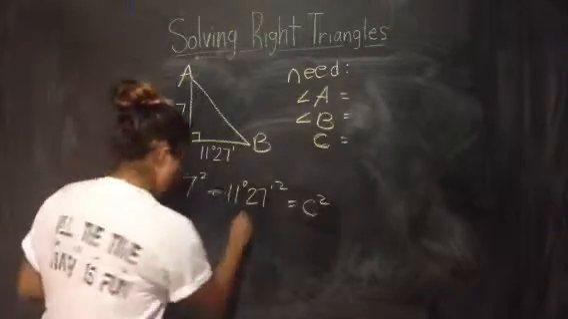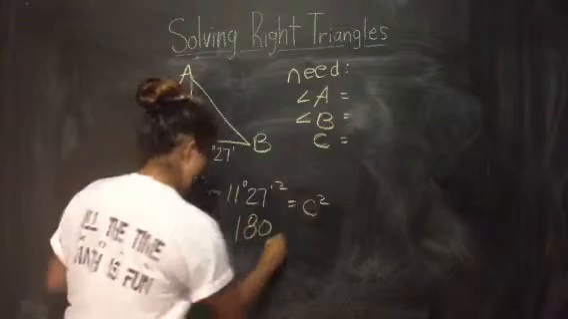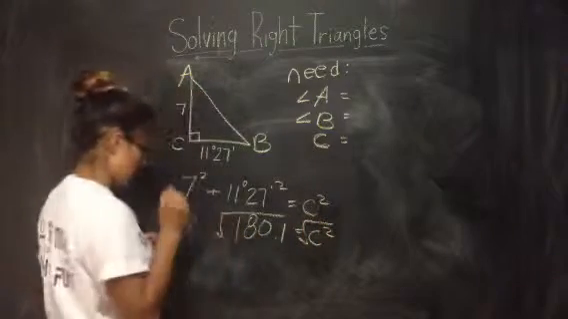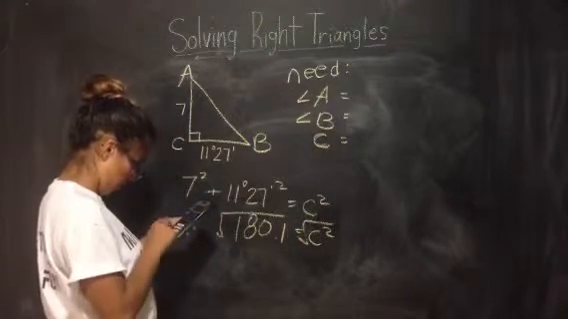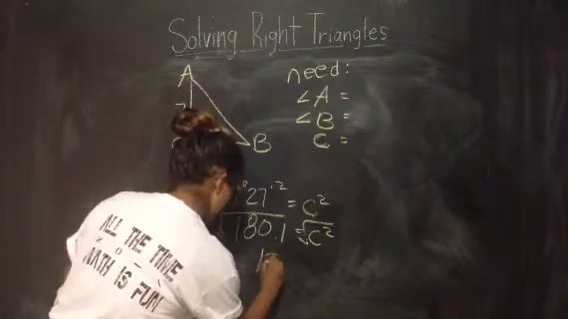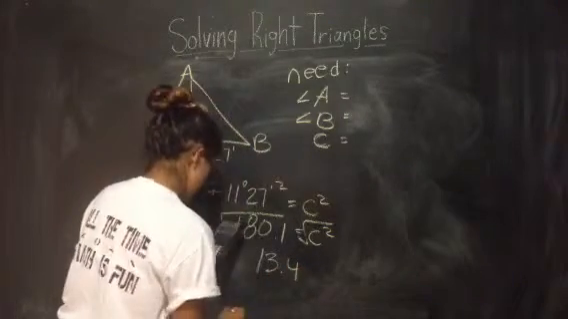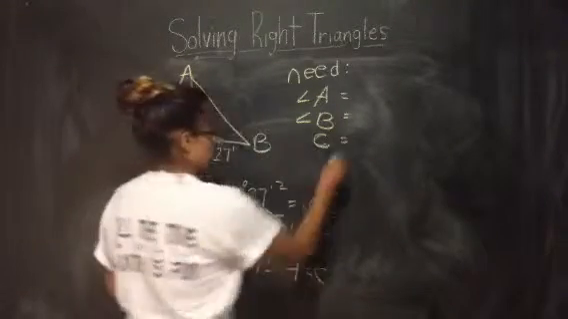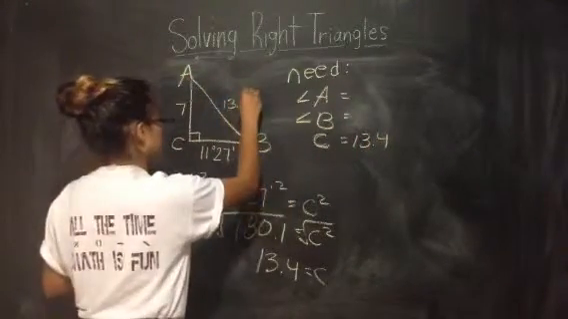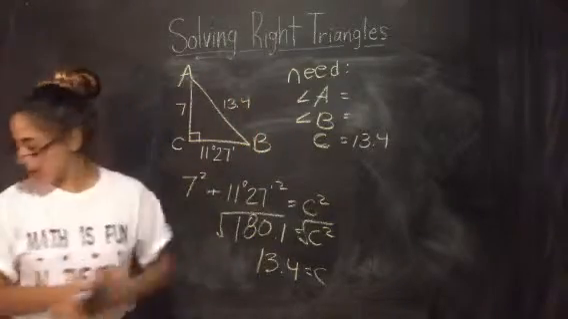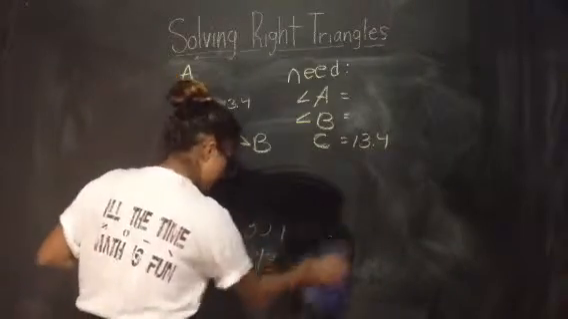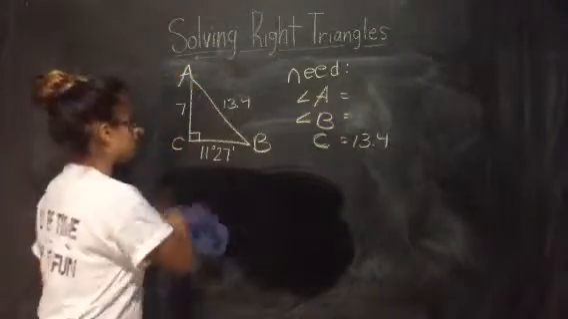So this equals 180.1 equals c squared, and of course that's squared. So we need to find the square root of 180.1. And that is equal to 13.4 equals c. And we can write that in here and in here. So now that we have all three of the sides, we can fill in trig ratios to find the missing angles.